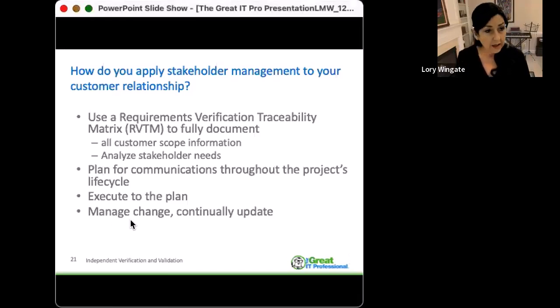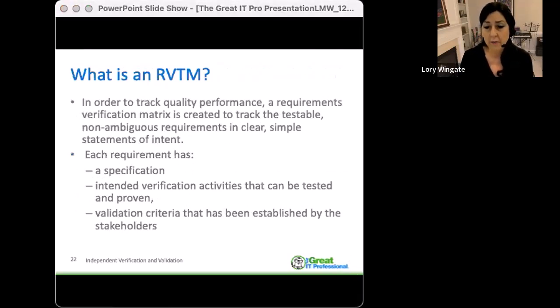So in order to track quality performance, a requirements verification matrix is created to track the testable, non-ambiguous requirements in clear, simple statements of intent. An RVTM is a spreadsheet that's formatted to capture each requirement as stated by the customer. Each requirement has a specification. It has an intended verification activity that can be used to test and prove that the requirement is being met technically. And then it has validation criteria that has been established by the stakeholders.